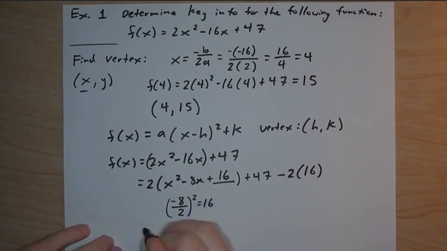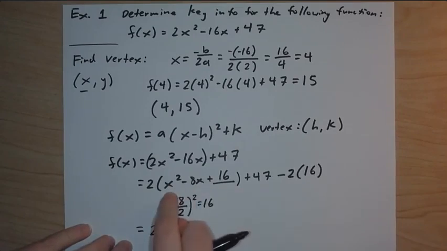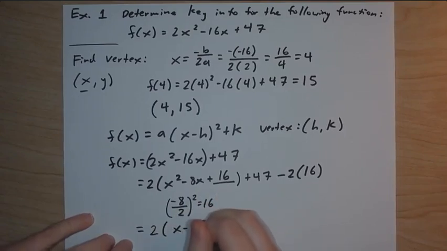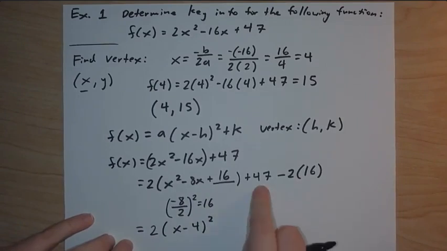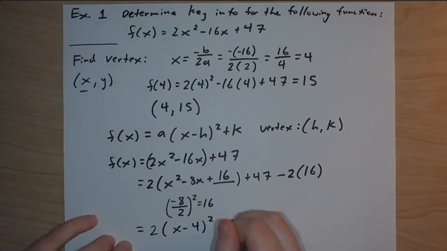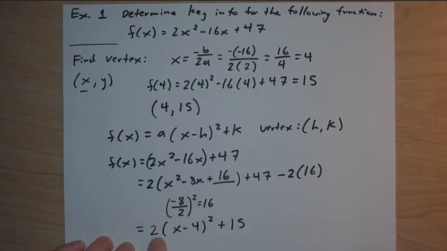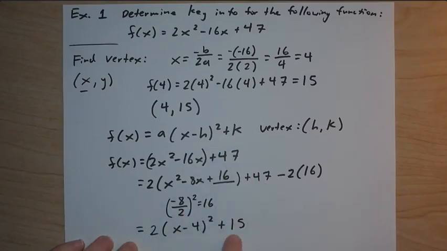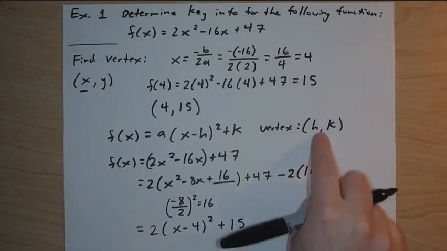So now that we have that, we can rewrite this function as 2 times a perfect square. We've made it so. If you factor this, you find that it is x minus 4 squared, and if you add these, you find that it is plus 15. And this is in shifted form. You see our a is 2, and our x minus h is x minus 4, and it's a perfect square, and our k is 15, which means that our vertex is given by (h, k).